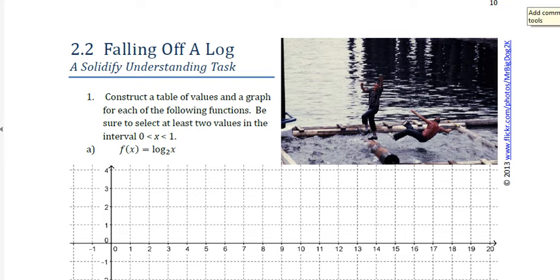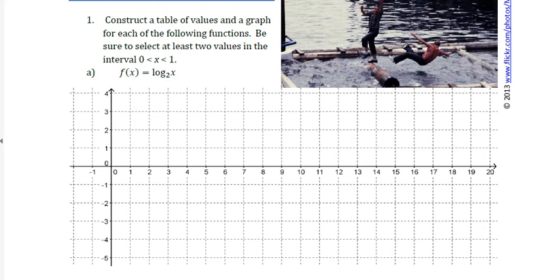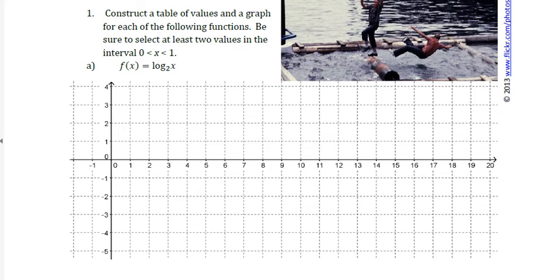This task is called Falling Off a Log, and it's about graphing logarithms. Now this is something that, if you're coming from a traditional Algebra 2 background, I find that graphing logarithms takes a back seat until you hit pre-calculus. Not so much here, which is definitely a good change.